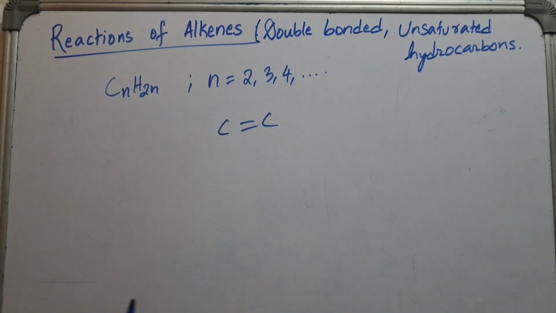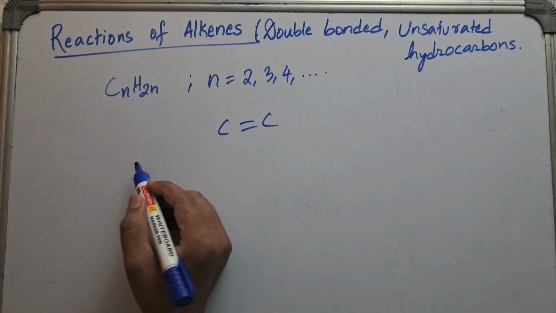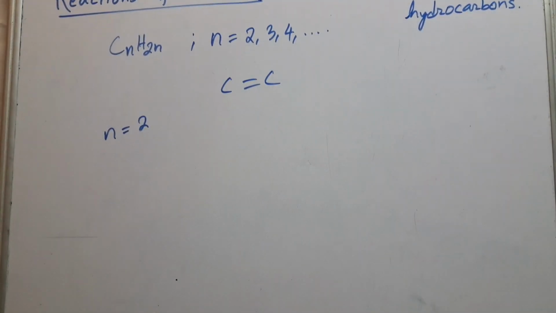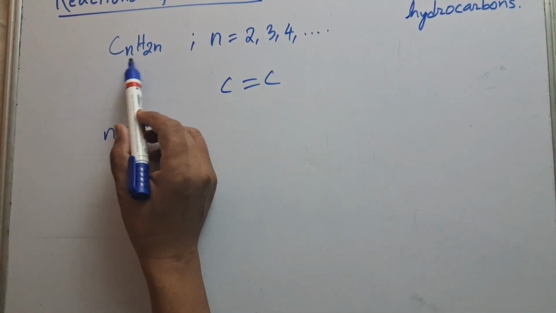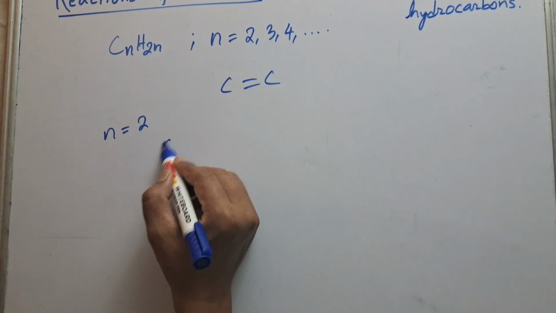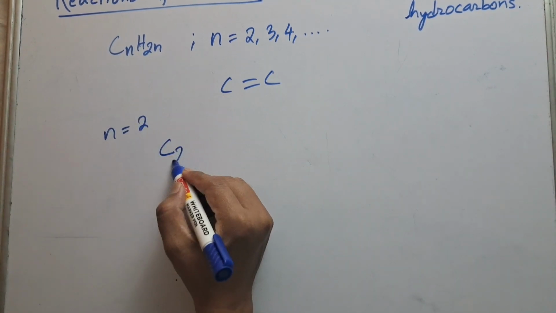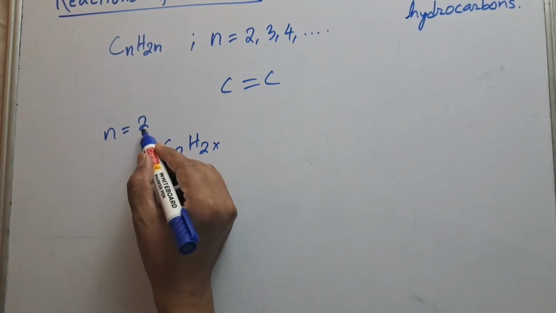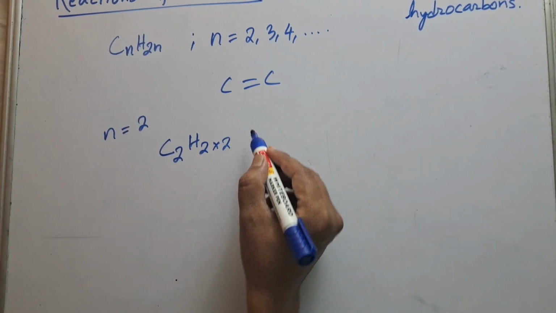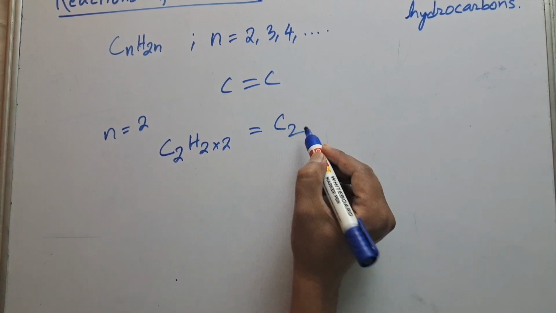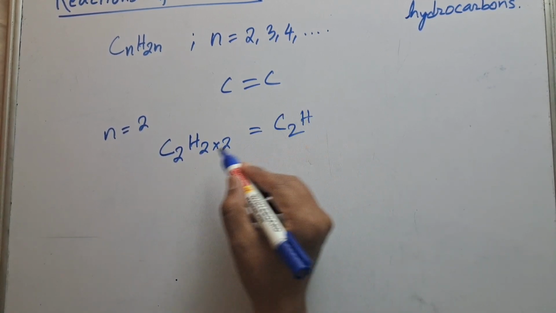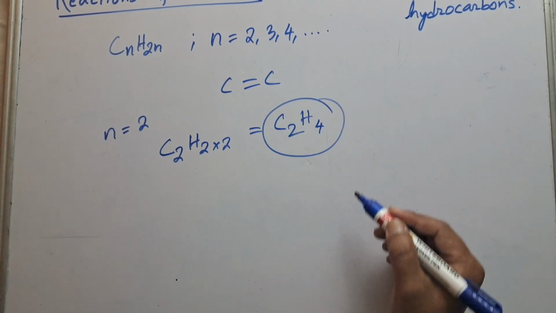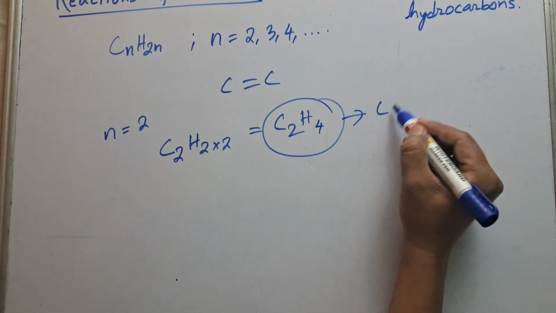Now let us write the first alkene where the value of n equals 2. The molecular formula for alkene is CnH2n, so instead of n, I write 2. H2n means 2 into this 2, the value of n is 2, so this will give us C2H4. C2H4 is the first alkene, and the name of this alkene is ethylene.